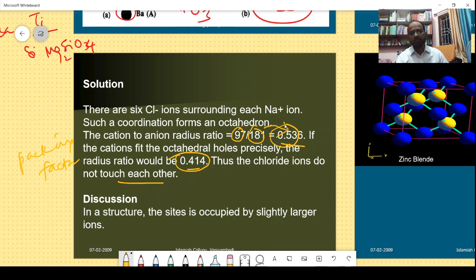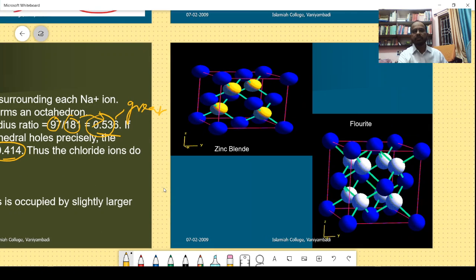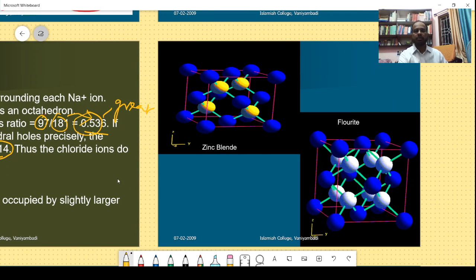A radius ratio of 0.536 is a great ratio. Therefore, they do not touch. That is a simple thing. Whether they touch or not, practically speaking, they don't touch each other because they are held together by ionic bonds only.